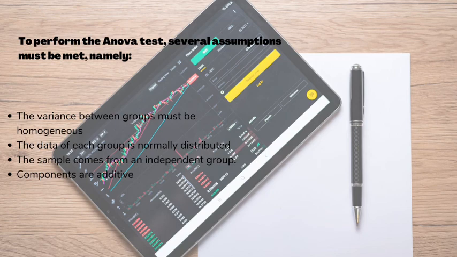Meanwhile, the fulfillment of the second and third assumptions can be checked if the data has been entered into the computer. If this assumption is not met, the data can be transformed. If the transformation process cannot fulfill this assumption, then the ANOVA test is not valid.